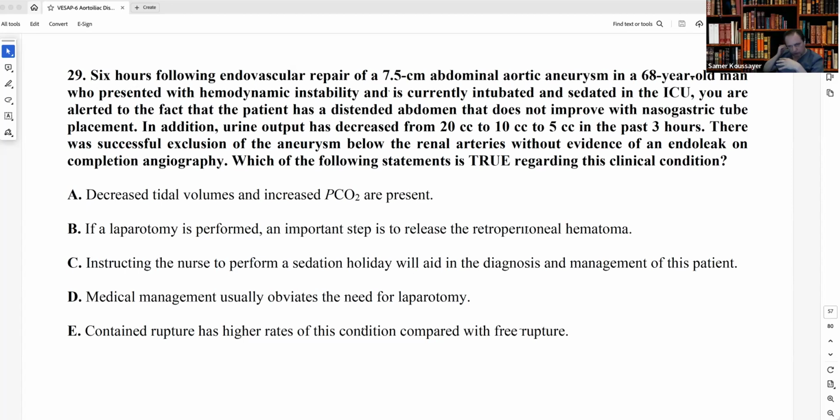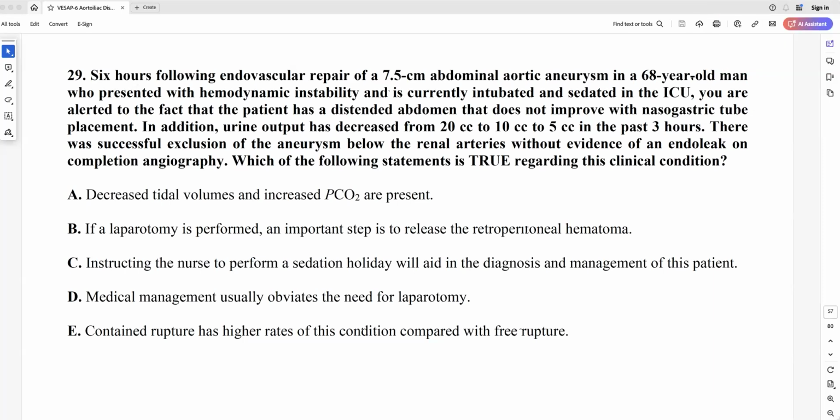So really, with a free rupture you have a worse or higher chance of compartment syndrome compared with a contained rupture. With a contained rupture there is less chance of giving fluid and blood and losing volume. So this is the reason why you see it more with a free rupture than with a contained rupture. Okay. So the right answer will be A, decreased tidal volume and increased PCO2.